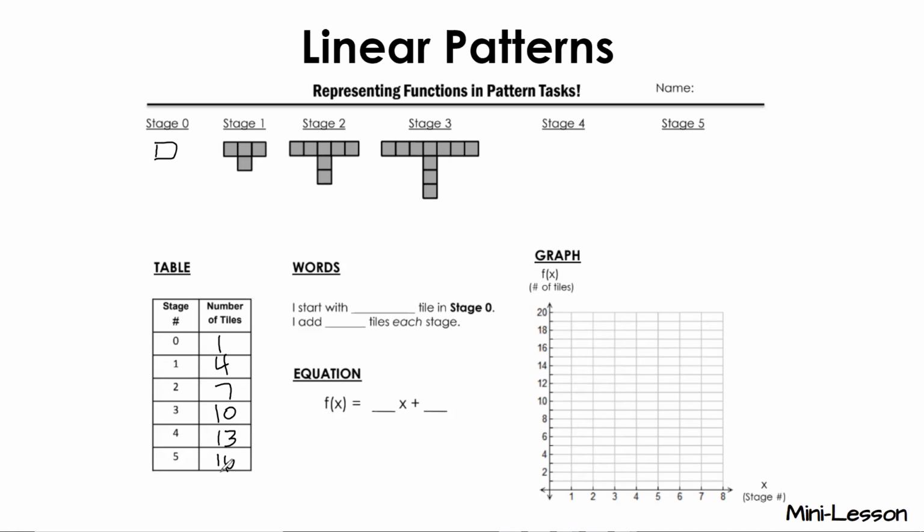Okay. So each time we're adding how many? Okay. And we started with one tile and we added three tiles to each stage. Okay. So when we write out the equation for this guy, we're going to have what we're adding each time be our slope, and what we started with in stage zero be our y-intercept. So y-intercept is what we started with, and slope is what we're adding each time. And then y-intercept is our stage zero.